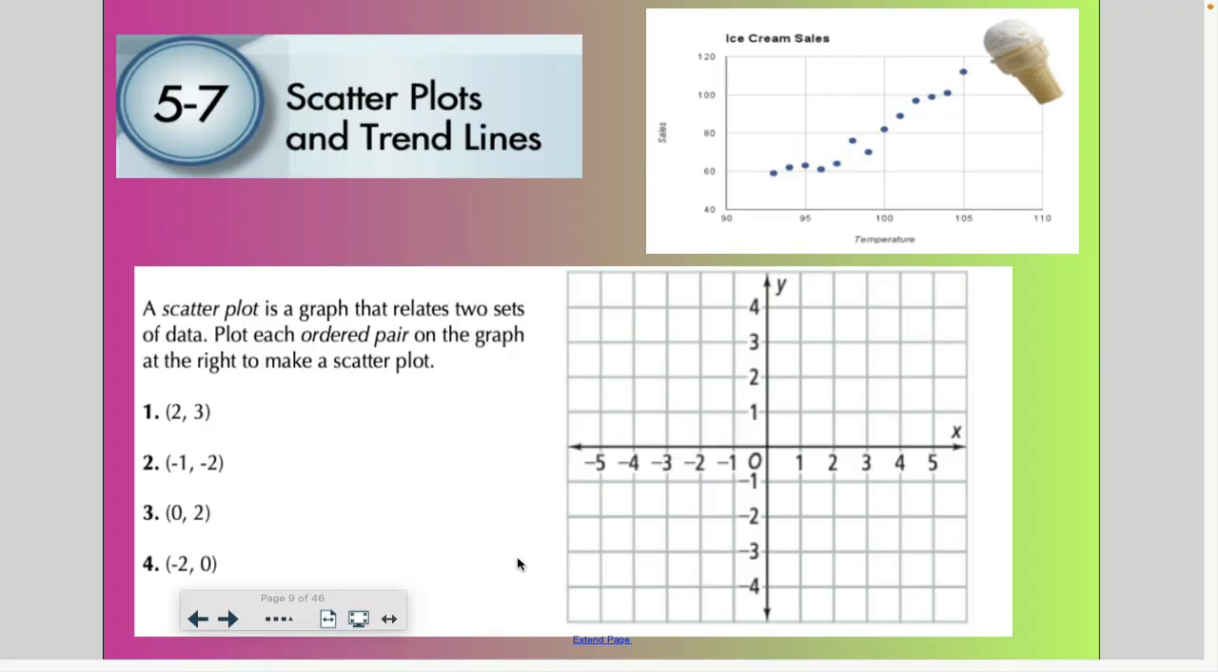Now I kind of got this done in period 2 despite the 20-minute escapade outside. So we should be able to get it done here, but it does take some time. Okay, we're going to talk about scatter plots and trend lines today.